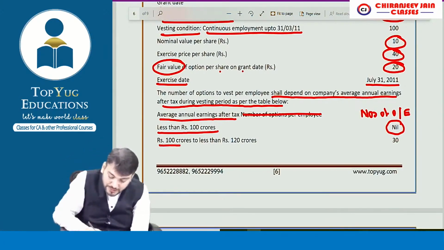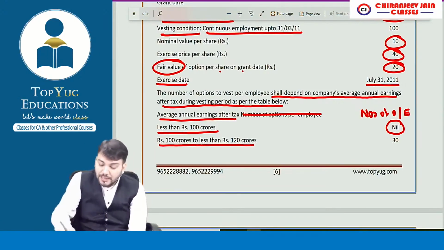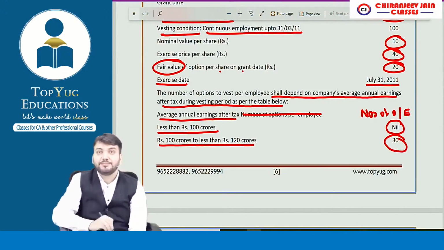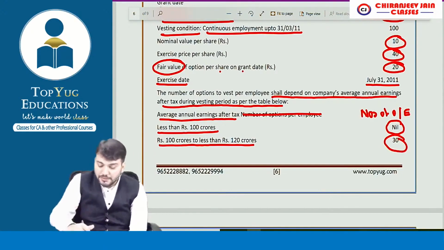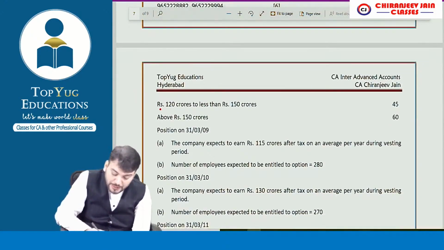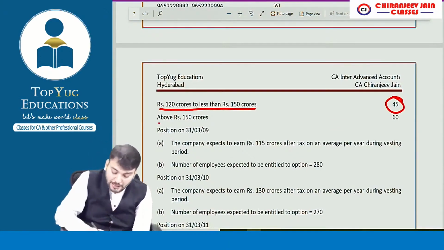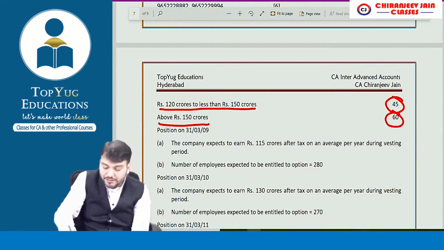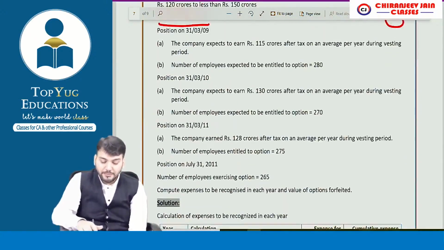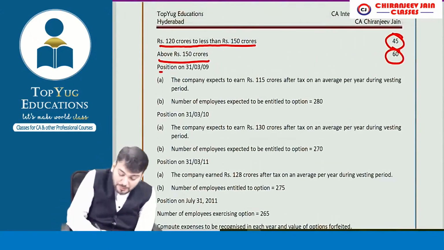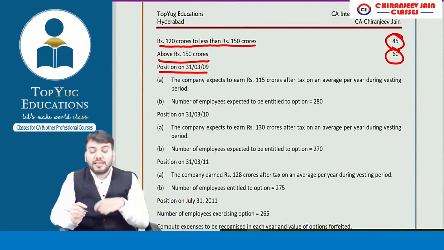If it is rupees 100 crore, meaning average annual earning after tax is rupees 100 crore to less than 120 crore, then number of options per employee will be 30. Yes sir, okay. And if it is 120 crore or less than 150 crore, then it will be 45. And above 150 crore, then it is 60. Okay sir, समझे?